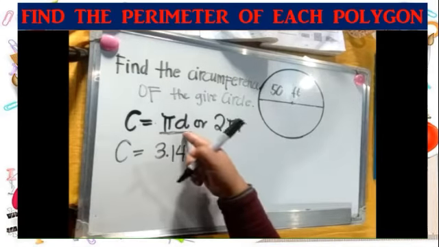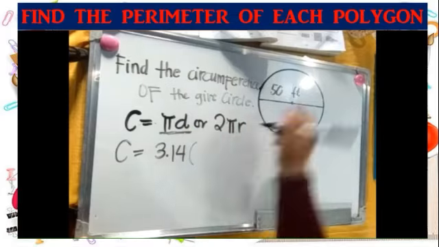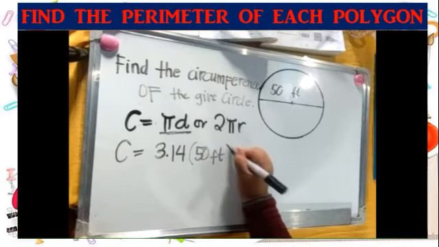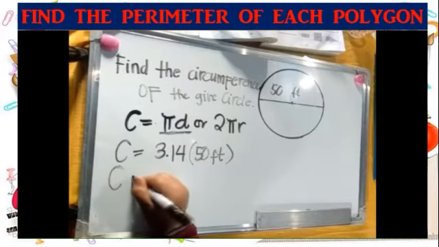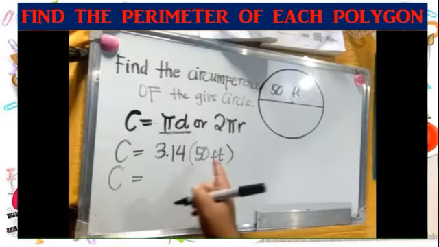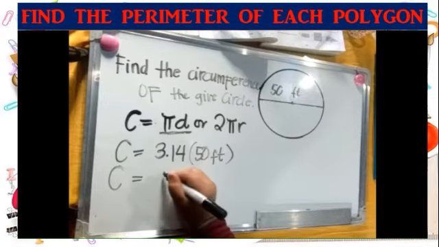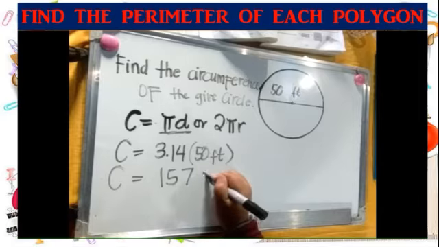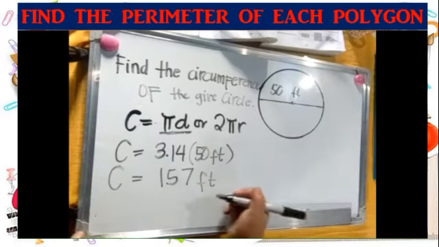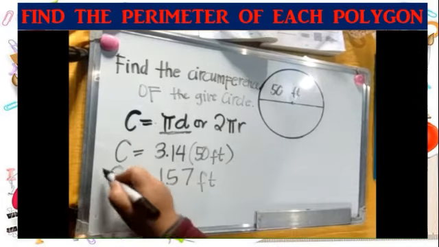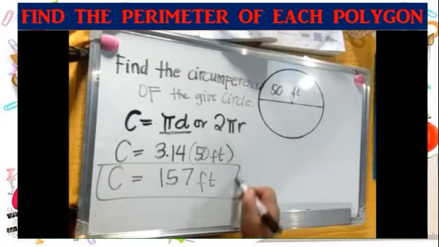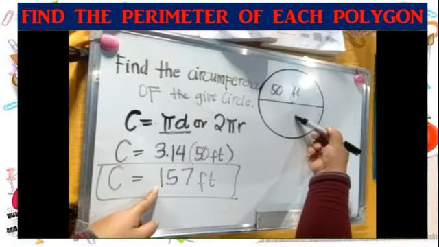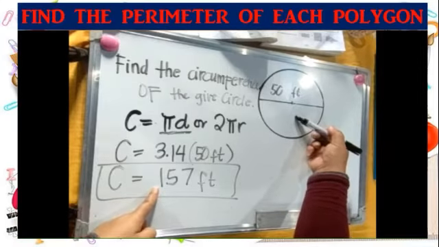And then, our diameter d is 50 feet. So, we have the circumference of the circle, 3.14 times 50. We have 157. What is the unit? Feet. Okay? So, this is now our answer. The circumference of this circle is 157 feet. Okay?